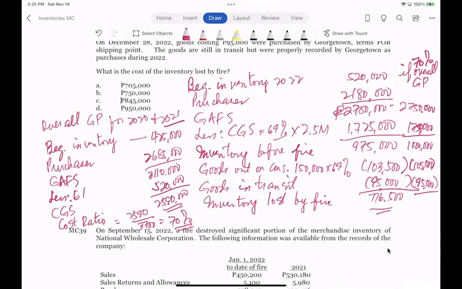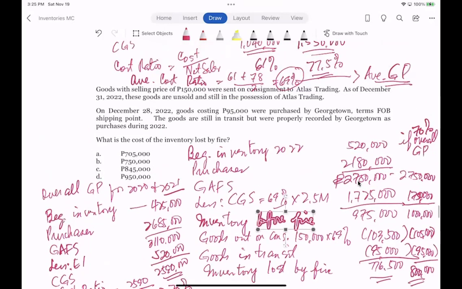So 150 times 0.7 is 105. And then goods in transit is 95. So 1 million minus 105 minus 95. That's 800, which is also not among the choices. So let me see. Did I miss anything?